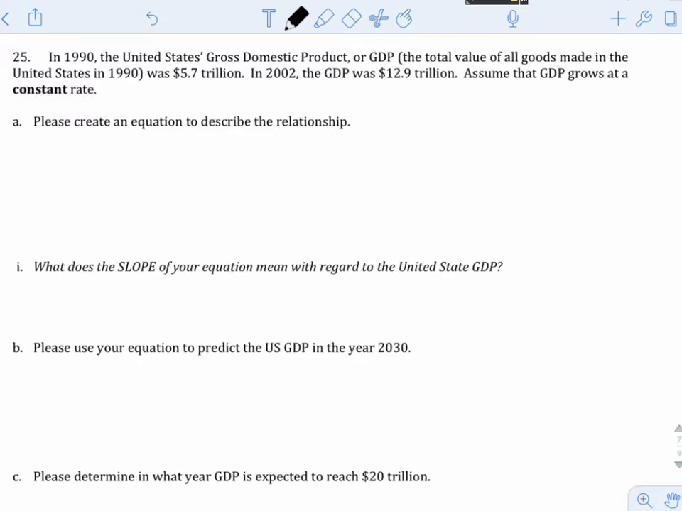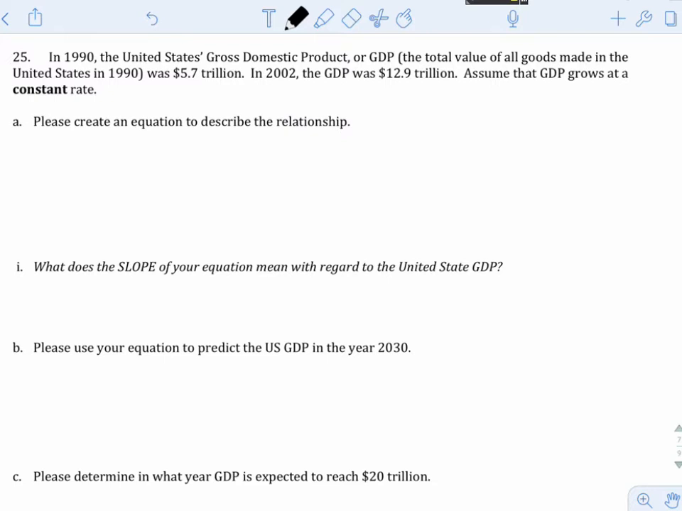All right, this one's going to be a bit of a doozy. In 1990, the United States gross domestic product, called GDP, the total value of all goods and services made in the United States in 1990 was $5.7 trillion. Yowza! In 2002, it had grown to 12.9 trillion.